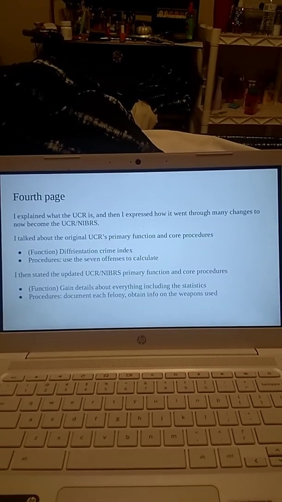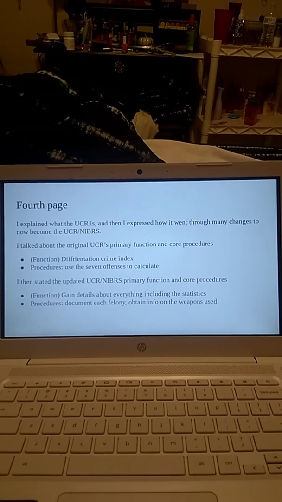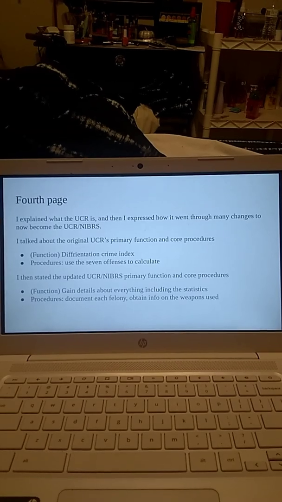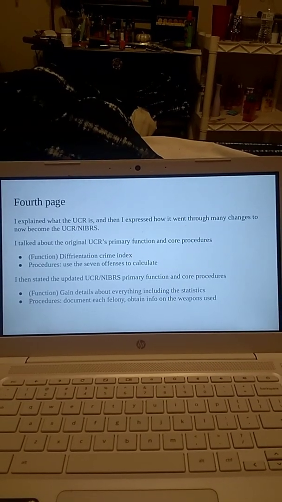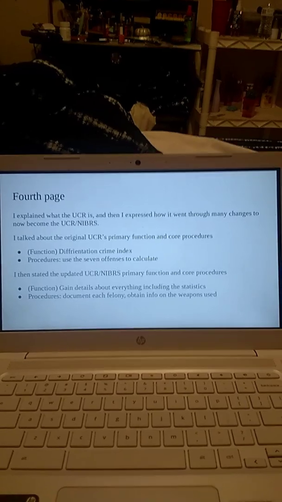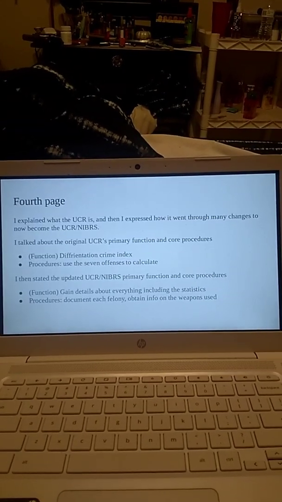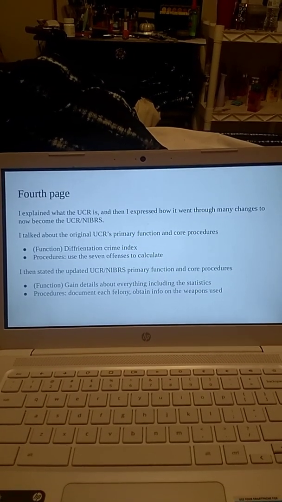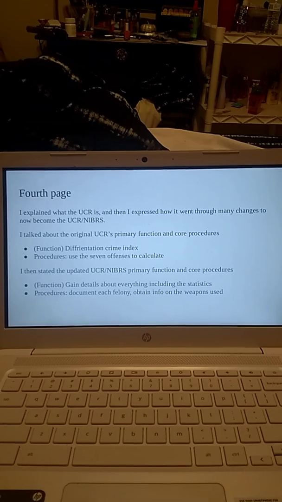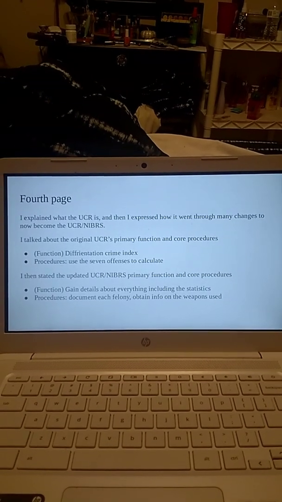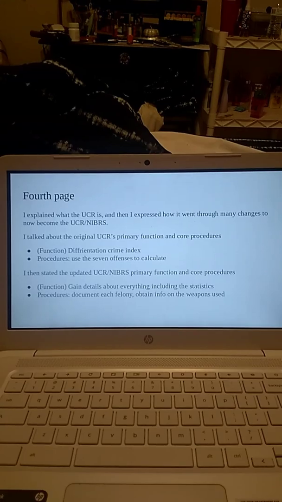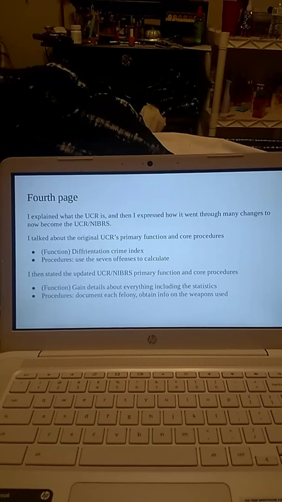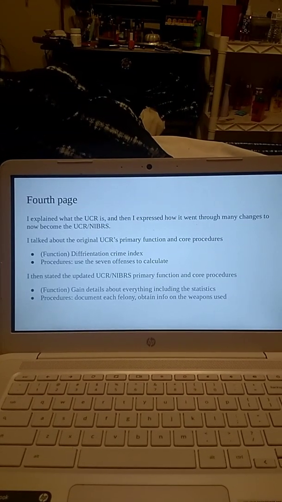In my fourth page, I explained what the UCR is, and then I expressed how it went through many changes to now be the UCR/NIBRS. I talked about the UCR's primary function and core procedures. Its primary function for the original UCR was the differentiation between the crime index, and its procedures were the 7 offenses to calculate statistics. I then stated the updated UCR/NIBRS primary functions and core procedures. Its functions are to gain details about everything including the statistics, and its procedures are to document each felony and obtain information on the weapons used in the crime.